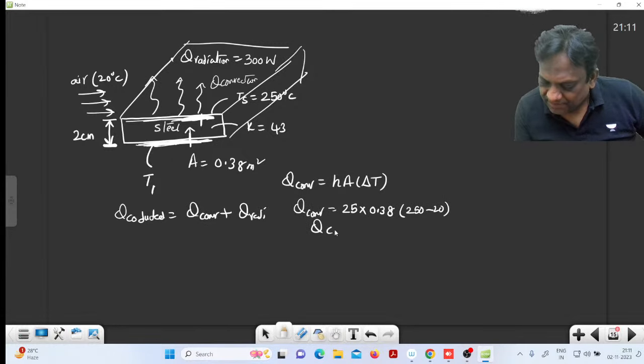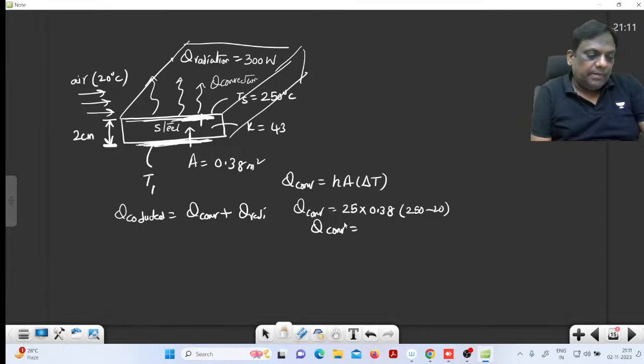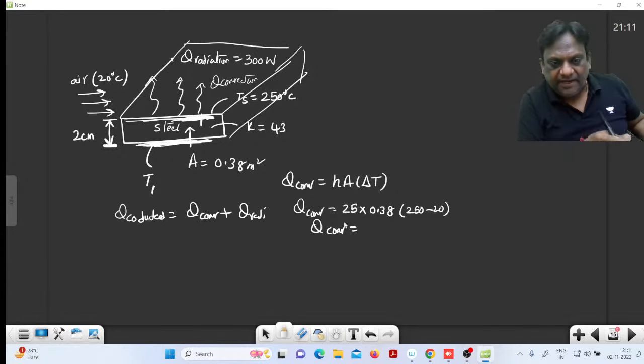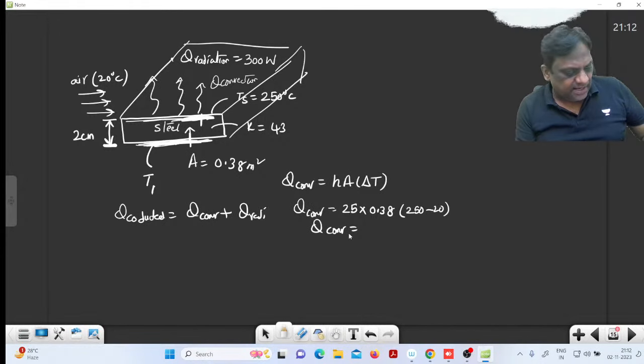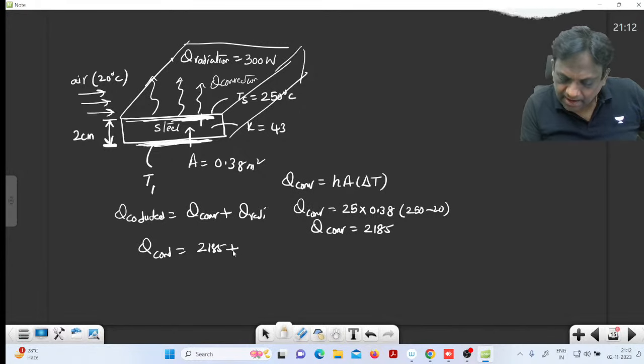Can anyone give me the convected heat transfer, sir? So how much is it coming, sir? It will be 2185. Am I right? So therefore total heat conducted should be equal to convected, which is 2185, plus radiated, which is 300. So total heat conducted will be equal to 2485 watt.